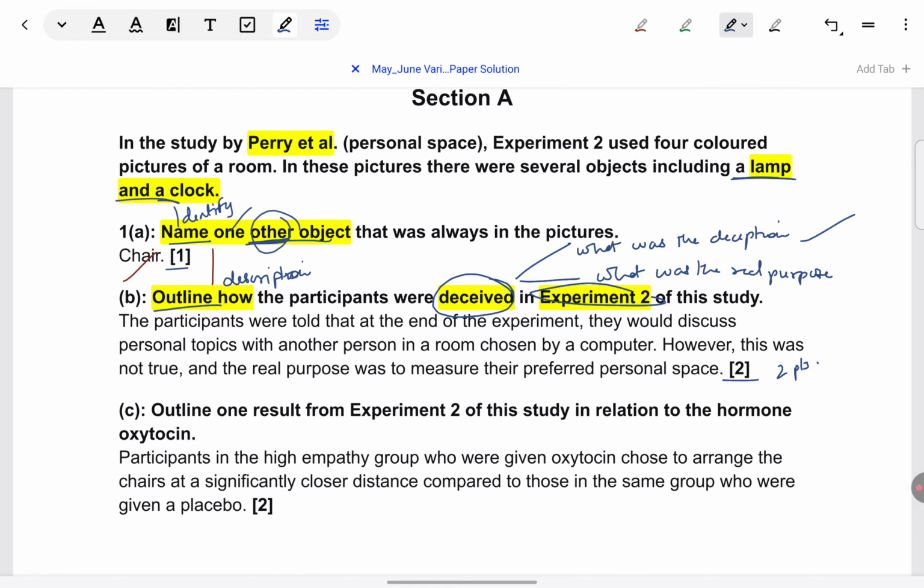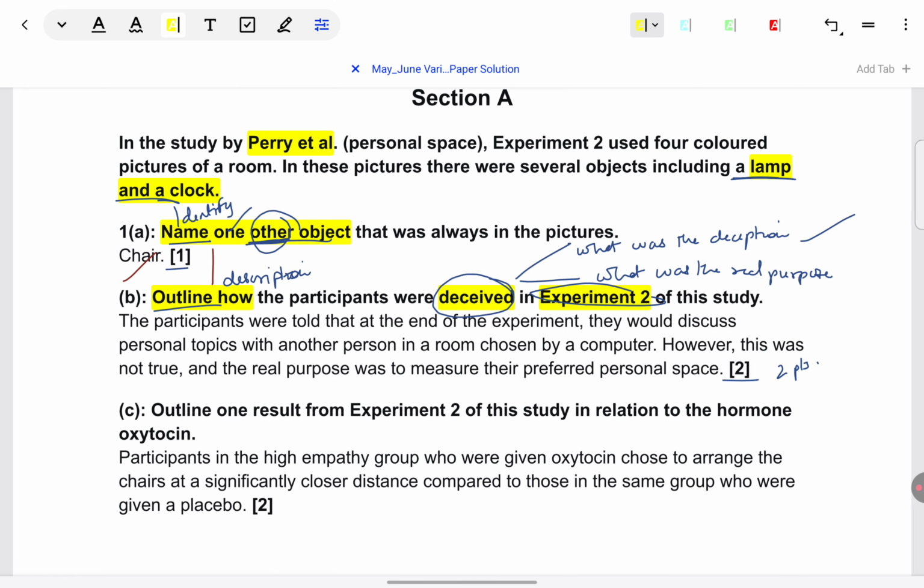When this paper had come out, there were a few students who wrote that participants did not know whether they were administered oxytocin or placebo. Now, when asked why they were writing such an answer, because that is double blinding, that is not deception, they said that they didn't read the question carefully. They thought experiment 1 was being asked about, and then they just made up anything to indicate how deception possibly must have been done. So very easily these careless mistakes can be avoided by reading the question carefully. So always read, especially for Perry et al., which experiment they're asking you about.